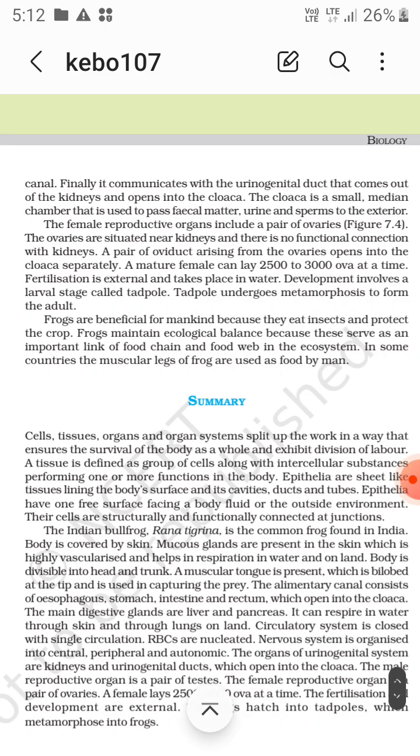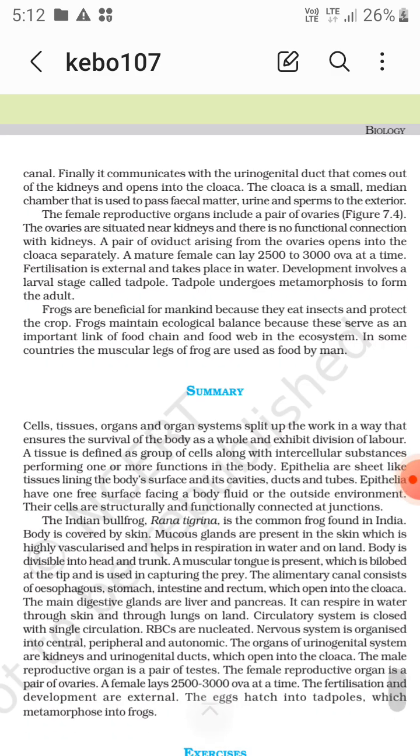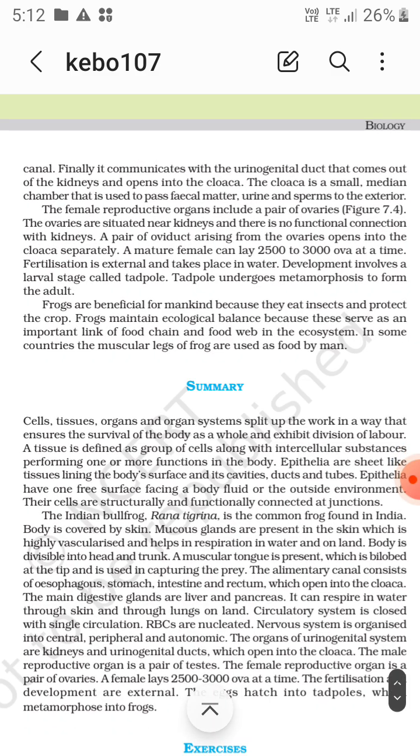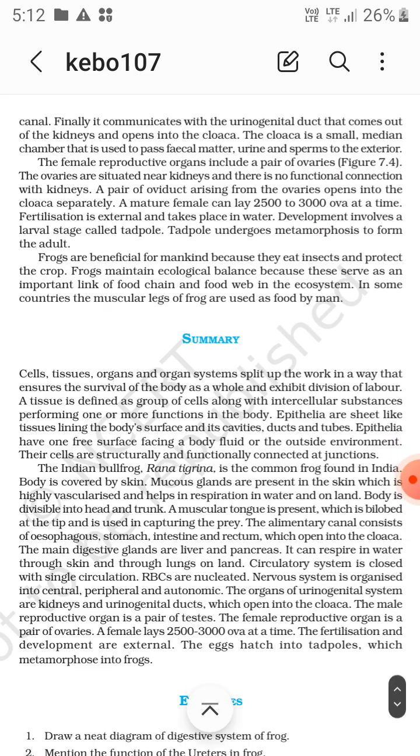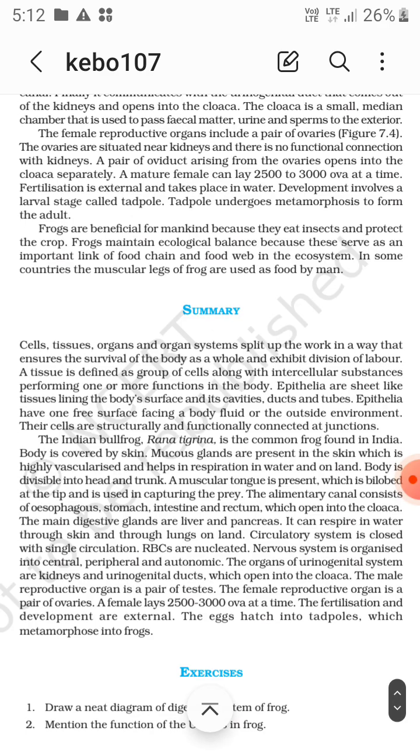Okay, fertilization is external and takes place in water. Development involves a larval stage called tadpole. Tadpole undergoes metamorphosis, a process to form the adult. The frogs are beneficial for mankind because they eat insects and protect the crops.